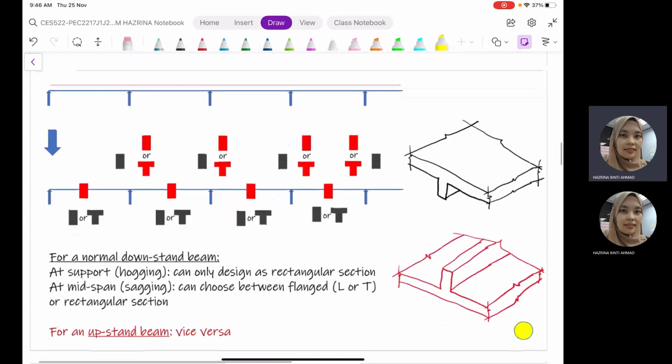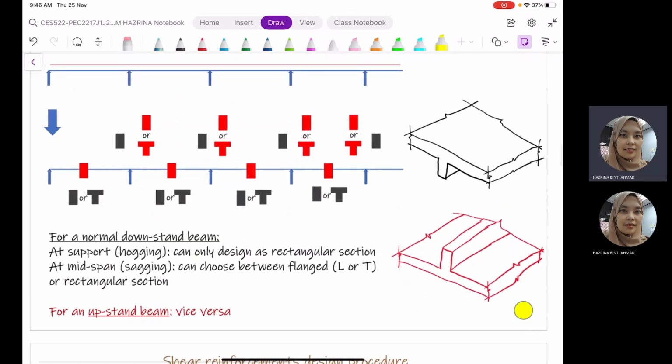Right, so with regards to the design, for a normal downstand beam, at the support, which is a hogging moment, therefore at this part, it can only be designed as a rectangular section. So you have to bear this in mind. When we are designing a continuous beam, we are going to only design the support reinforcement or the support beam as a rectangular section. We are not going to design the support using the flange section.